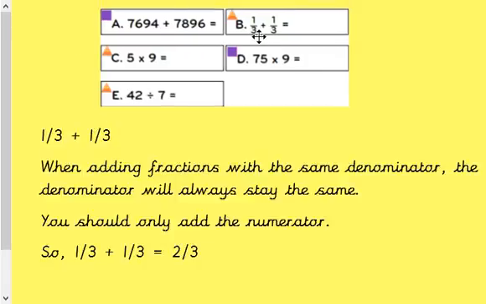Next question then, we'll look at question B, 1/3 plus 1/3. Well, over the last few weeks, we've been looking at adding fractions with the same denominator. Remember, the denominator will always stay the same. In this case, you can see that the thirds will transfer across and be the denominator in the answer as well. What we do change is the numerator, and we always add the numerators together. So 1 plus 1 will equal 2. So 1/3 plus 1/3 will equal 2/3.